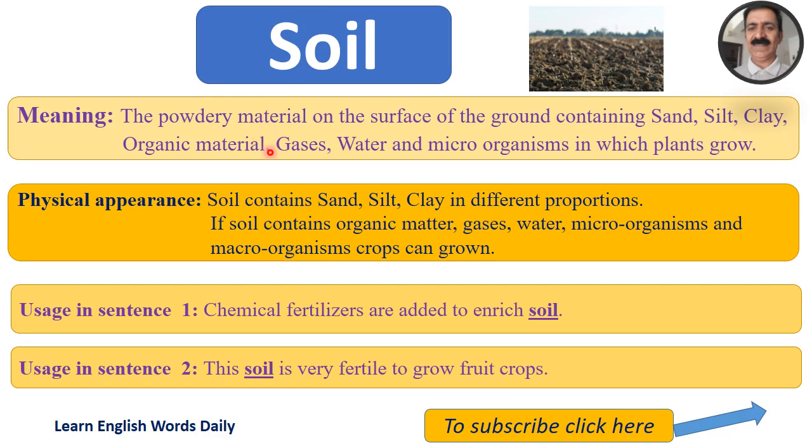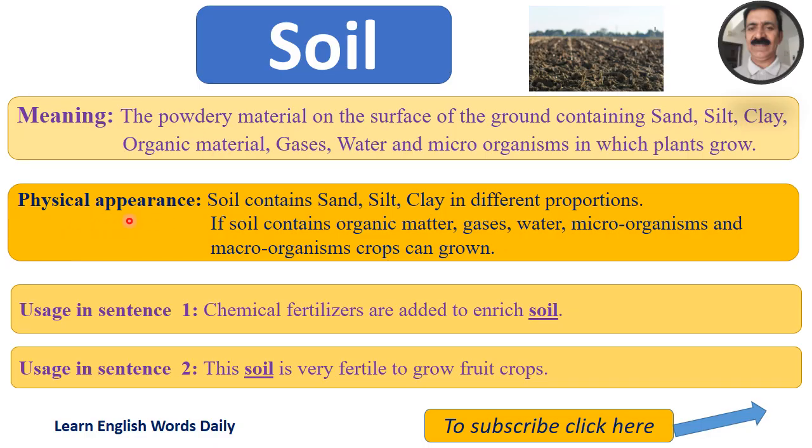My dear friends, now let us try to learn an important word called soil, S-O-I-L. It is called the soul of life on this earth. Meaning of the word soil is the powdery material on the surface of the ground containing sand, silt, clay, organic material, gases, water, and microorganisms in which plants grow. That means soil contains sand, silt, clay, everything.